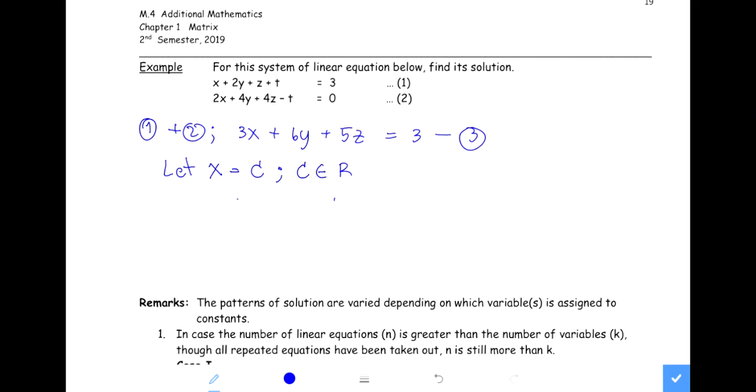Okay, so you're going to get 3 times c cat plus 6y plus 5z, that is equal to 3. Next one, right? You have to move it somehow like this. I'm going to do 6y is equal to 3 minus 5z and minus 3 times c cat, something like this. 6y is going to look like that.